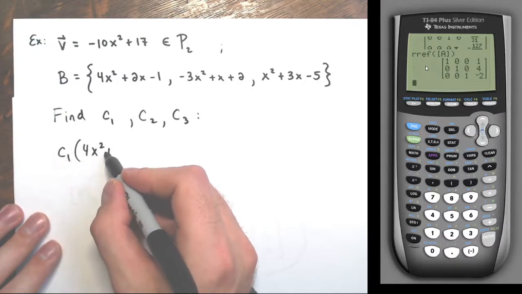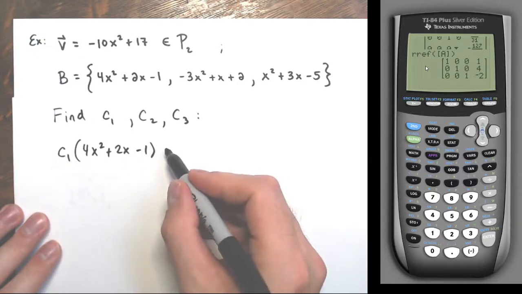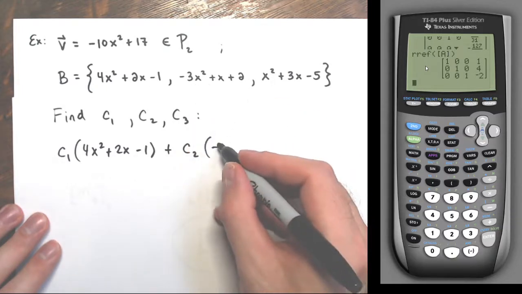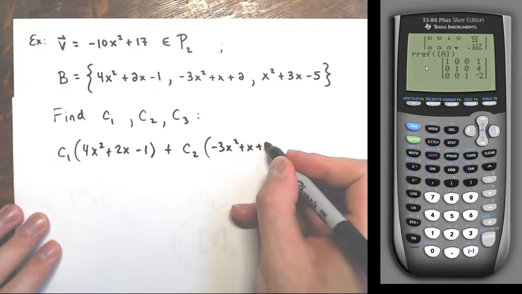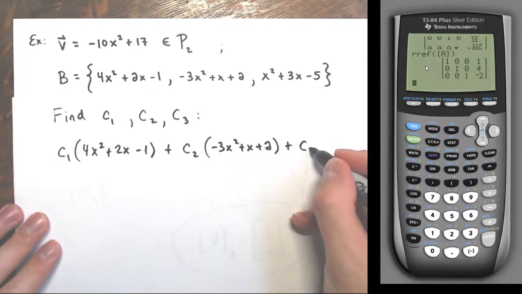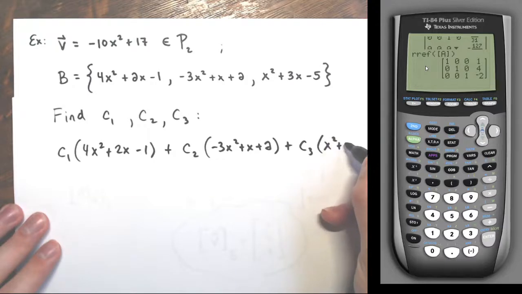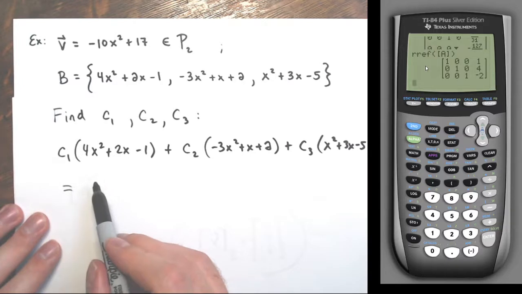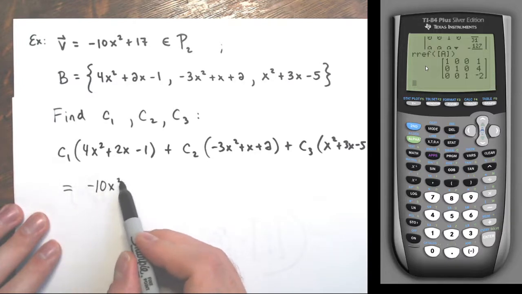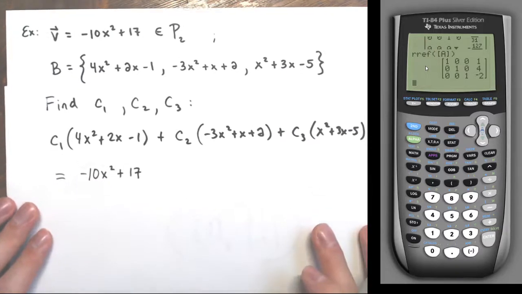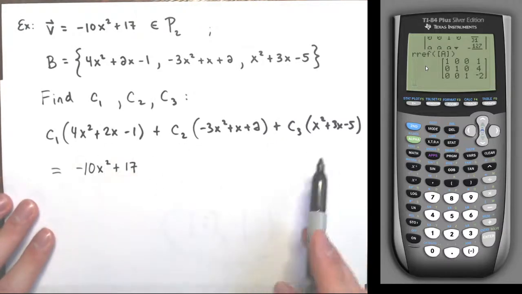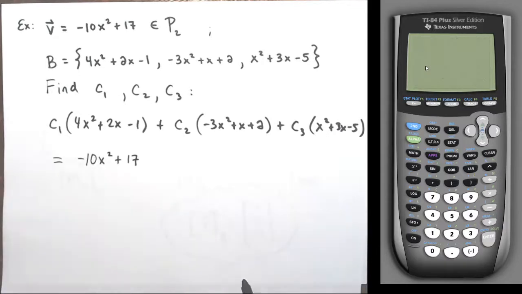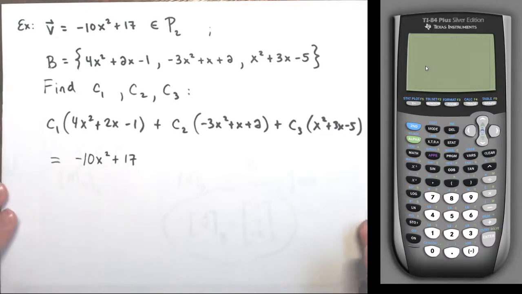vector, 4x squared plus 2x minus 1, plus c2 times the second vector, negative 3x squared plus x plus 2, plus c3 times the third vector, x squared plus 3x minus 5. I want to find these values, c1, c2, c3, such that this is equal to negative 10x squared plus 17. Then we do the typical thing, how you multiply polynomials by numbers, distribute, and how you add polynomials together, you combine like terms.